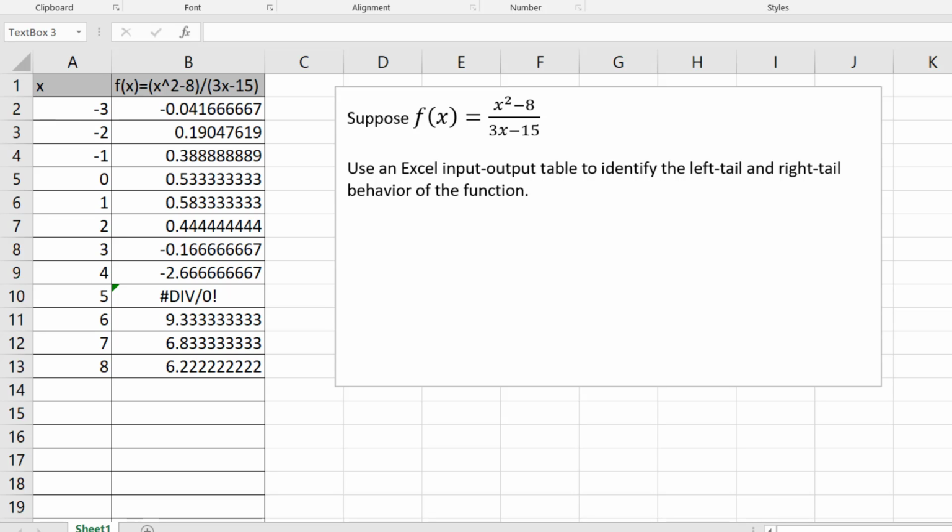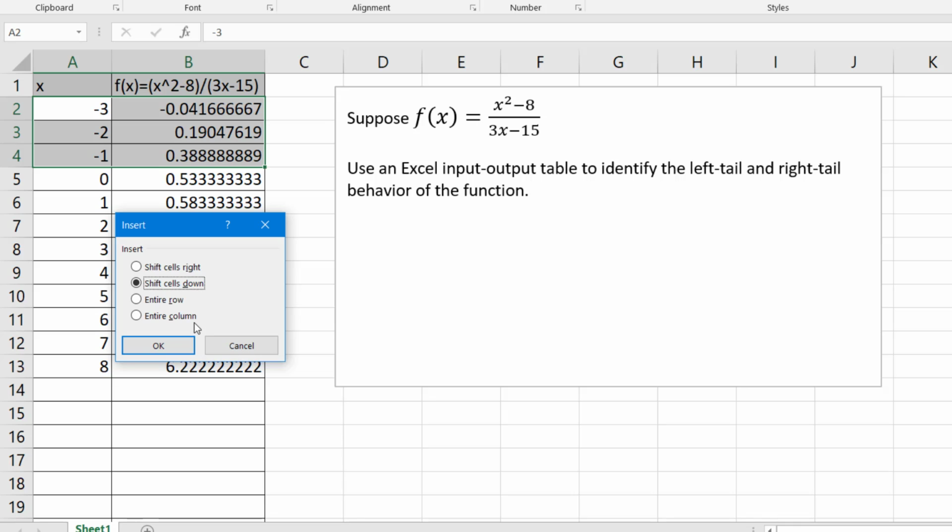In this video, we'll use Excel to explore the tail behavior of a rational function that diverges on both tails. The first question gives us a function f of x, where we have a second-degree polynomial in the numerator and a first-degree polynomial in the denominator. We're asked to use Excel to create an input-output table to identify the tail behavior of the function.